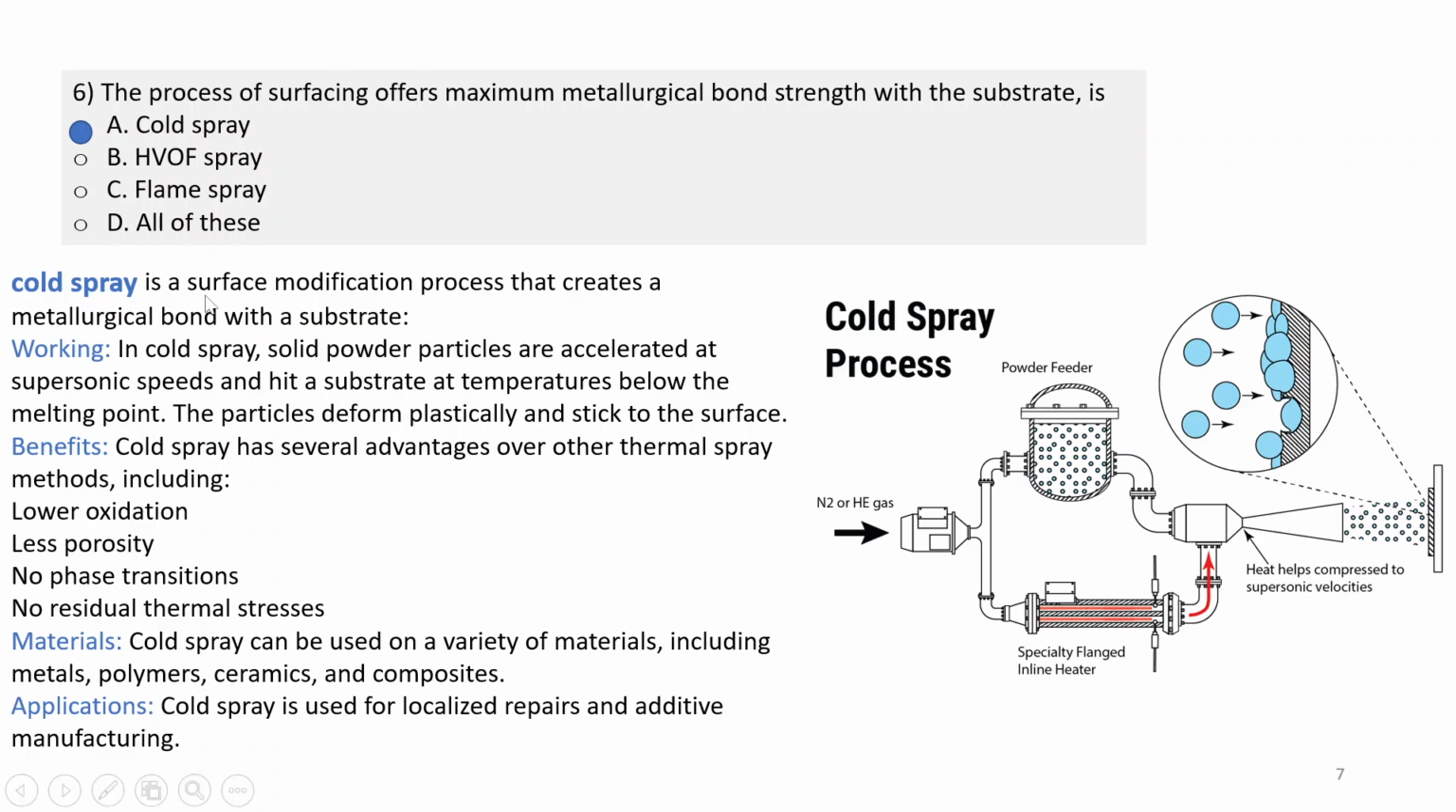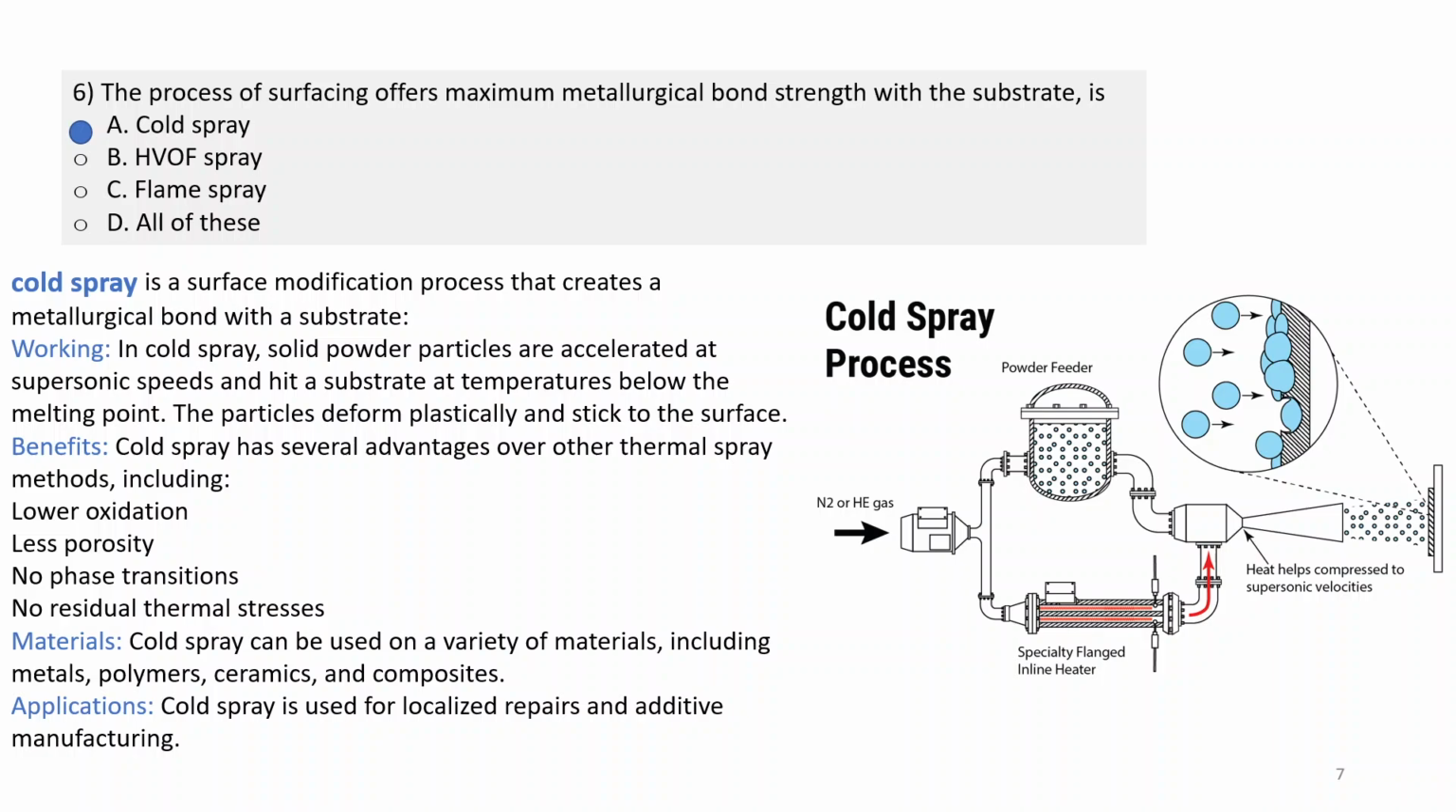So cold spray is a surface modification process which creates a metallurgical bond with the substrate. In cold spray, solid powder particles are accelerated at supersonic speeds and they hit a substrate at temperatures below the melting point, and the particles deform plastically and they stick to the surface.